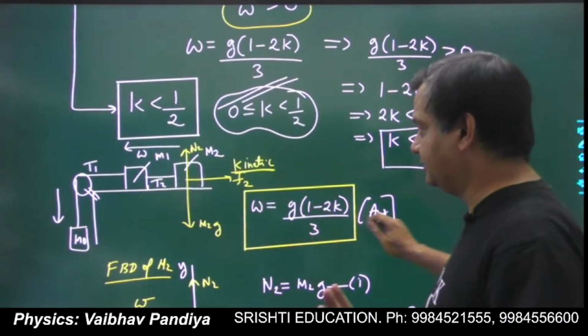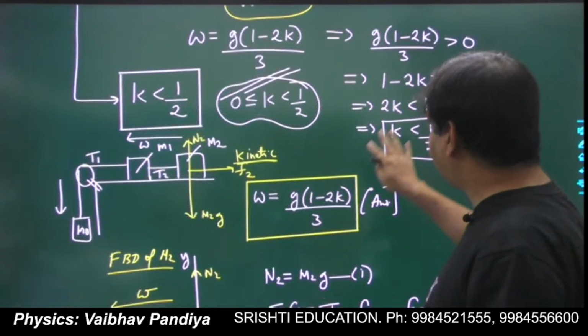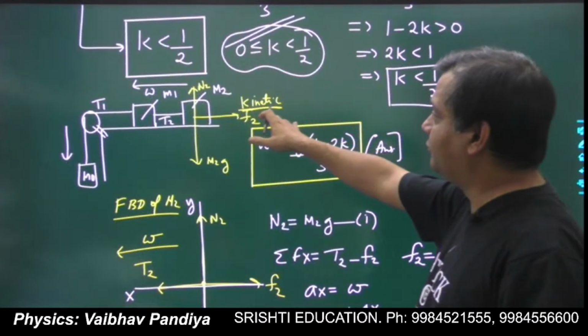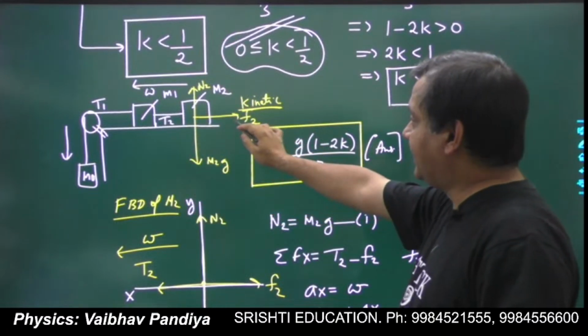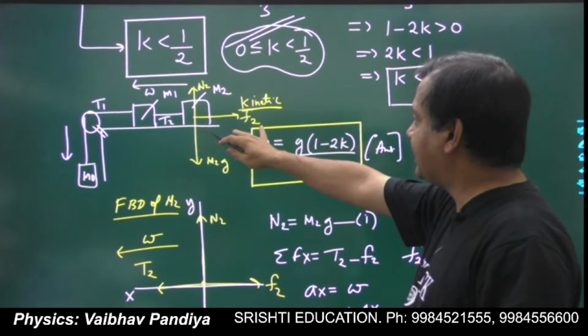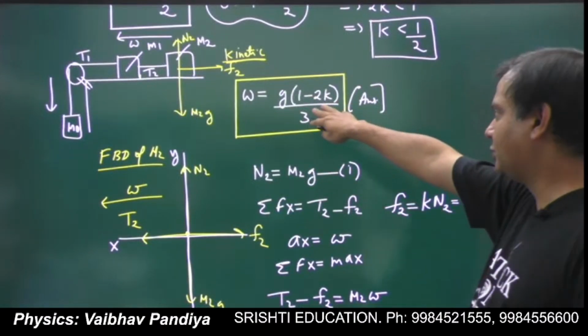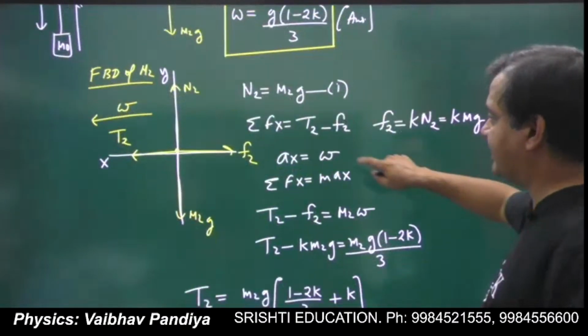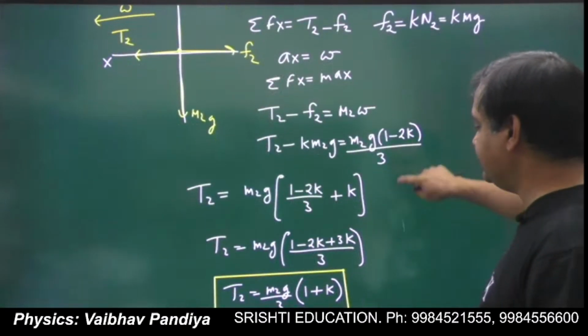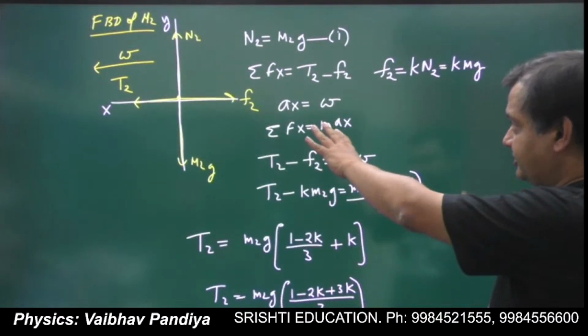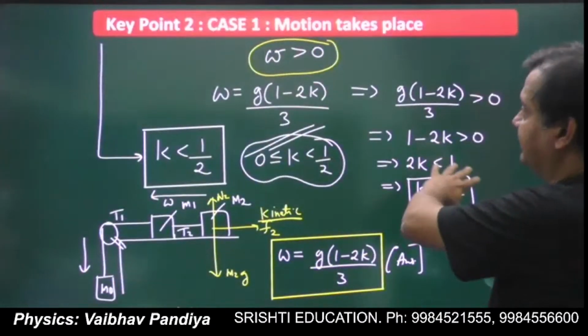One thing is clear. Now we will do the analysis for this model when k is less than half. So when k is less than half, the motion is actually taking place, and so the frictional forces acting will be the kinetic frictional forces. And we made the FBD, and already we got the value of w, and then we got the value of T2 by making the FBD, and we got everything. What will be the value of T2 in this case, and what will be the acceleration in this case when k is less than half.